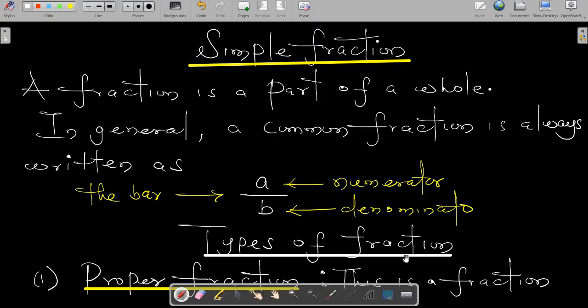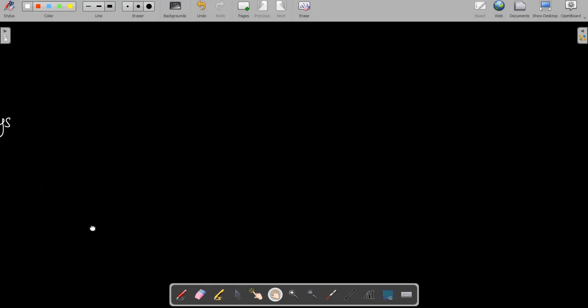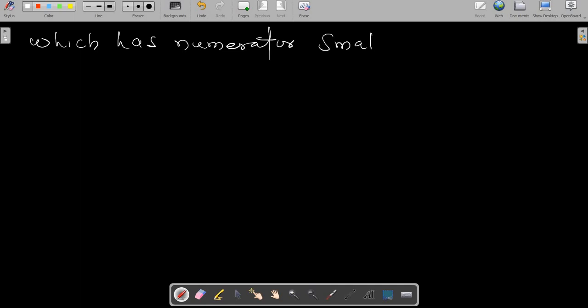Now let me move on to the other side of the board. This is a fraction which has a numerator smaller than the denominator.